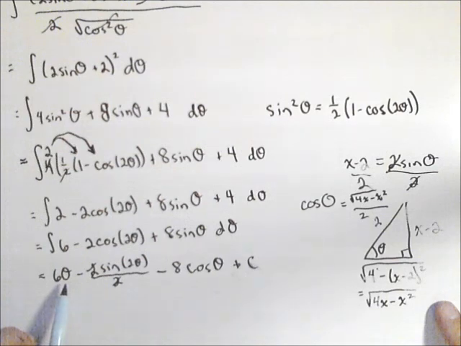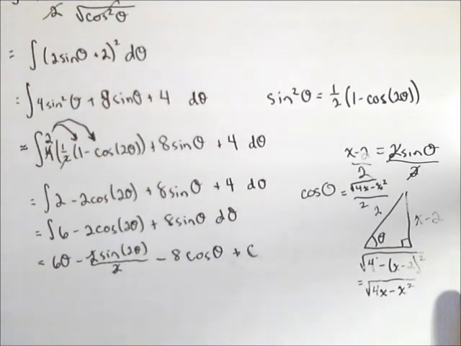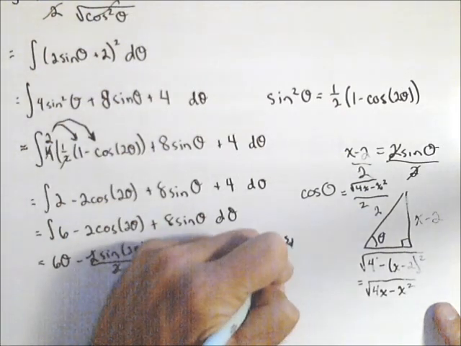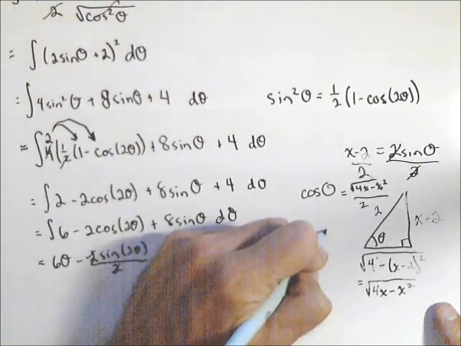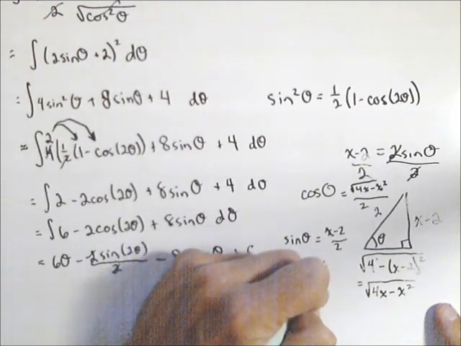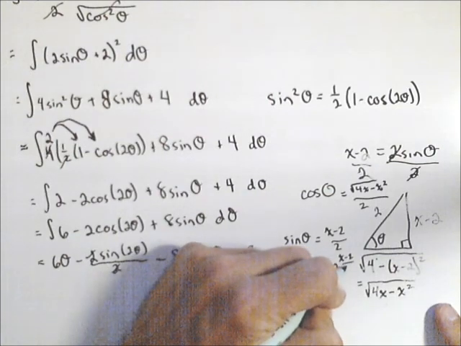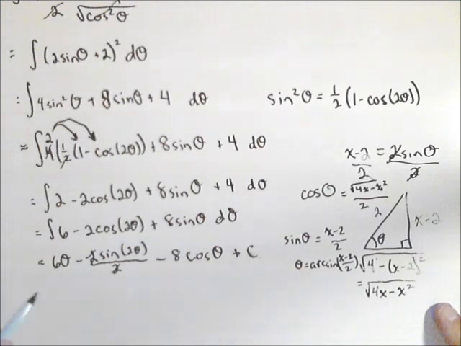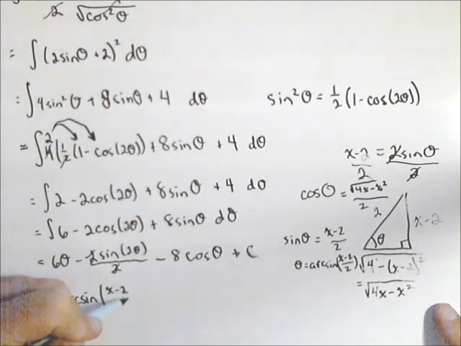Unfortunately, with theta, there's not a whole lot we can do besides use an inverse trig function. So remember we know that sine of theta equals x minus 2 over 2. So theta equals the arc sine of x minus 2 over 2. So we'll try and put this back together if we can. We might need to go onto another page. So we're going to have 6 arc sine of x minus 2 over 2.